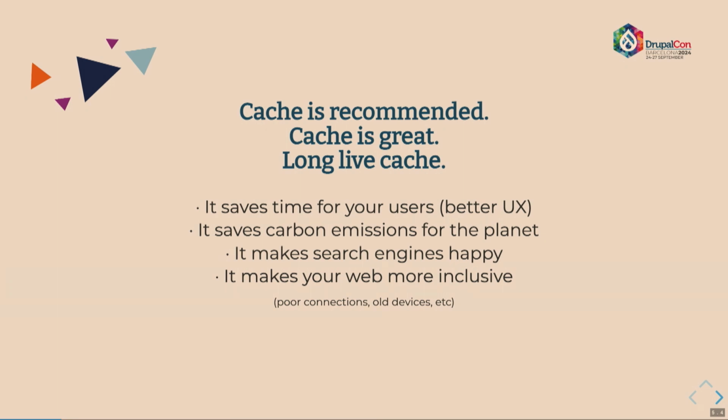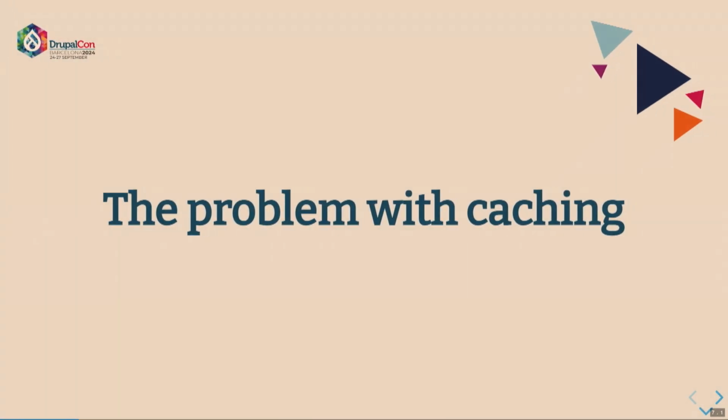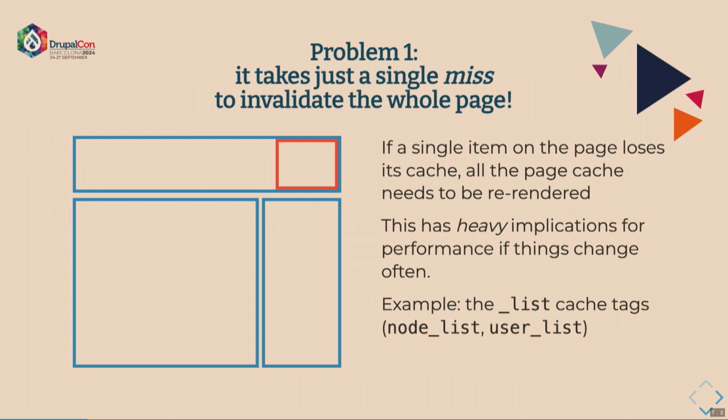Also as a part of the introduction, we need to talk about the cache problems that Drupal and in general every application has. Mainly there's two problems that we will discuss. The first one is that it just takes a single miss to invalidate your whole page in the page cache systems. This means that you may have a perfectly cached page and just a single item that is getting invalidated too soon, maybe because it changes at a different pace.